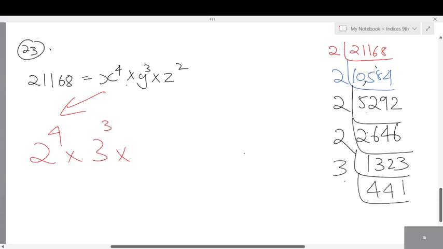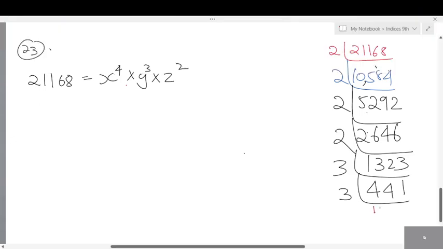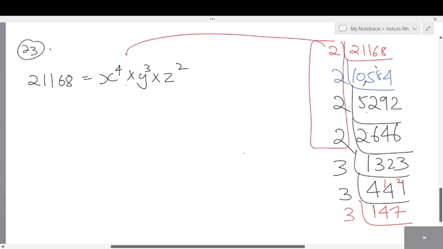Again, use 3, students. Use 3. 3 1s are 3. Next. 3 4s are 12. 3 7s are 21. Right? Next. See, how many times do you get 2 here? Just compare how many times you get 2. 4 times. Then next we have 3.